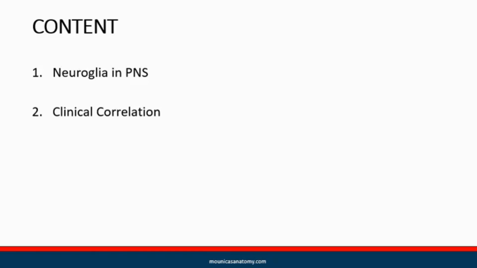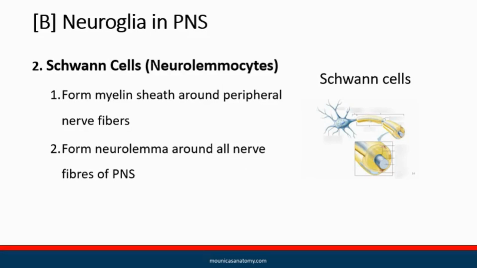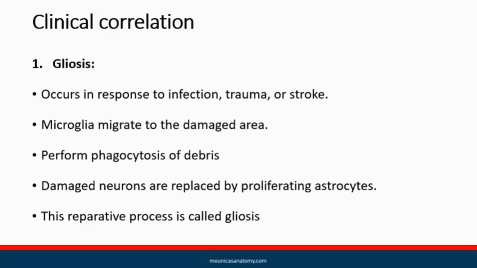Neuroglia Part 3. Let's study neuroglia in peripheral nervous system and clinical correlation. Satellite or capsular cells surround cell bodies of neurons in sensory and autonomic ganglia. They provide structural support and nutrition to neuronal cell bodies. Schwann cells, also called neurolemmocytes, form myelin sheath around peripheral nerve fibers. They also form neurolemma around all nerve fibers of PNS.